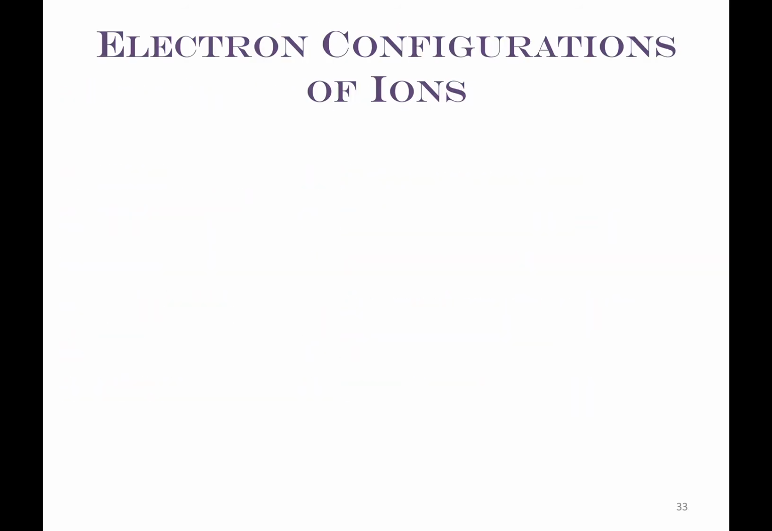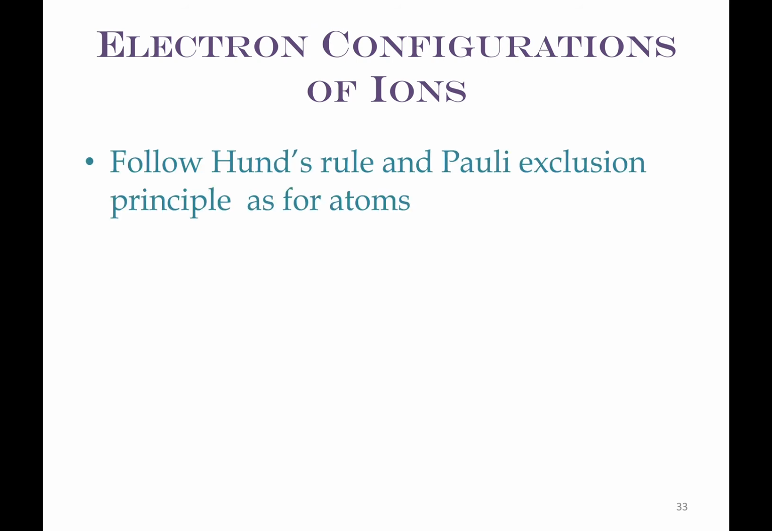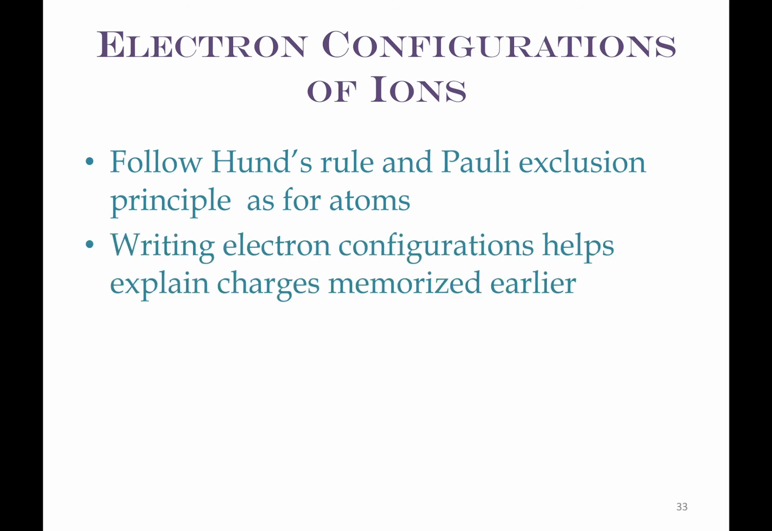All right, so let's take a look at what's happening with the electrons in these ions. So we follow Hund's rule and the Pauli exclusion principle for atoms. We still follow that. We just have a different number of electrons now. So when we write the electron configuration, it actually helps explain the charges that we memorized for these compounds.